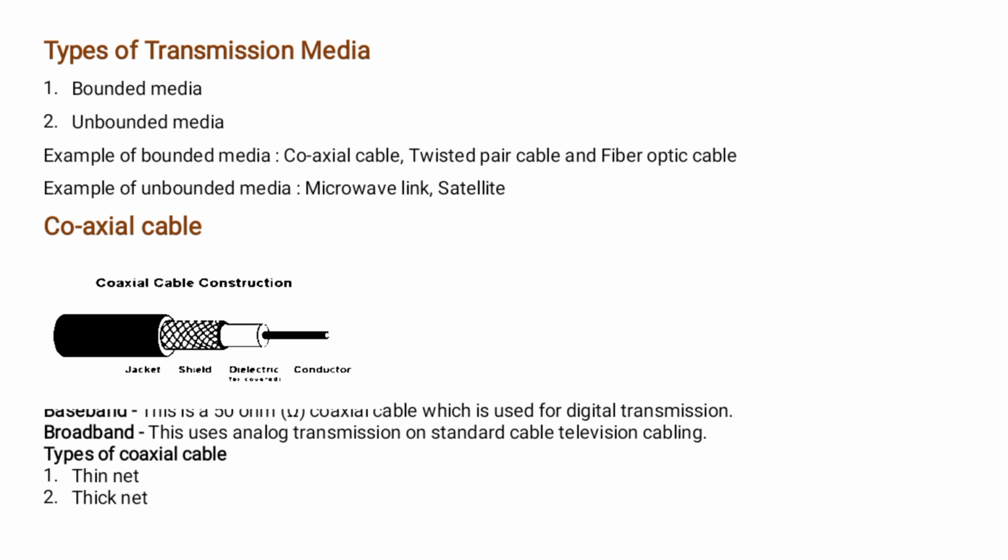Broadband. This uses analog transmission on standard cable television cabling. It transmits several simultaneous signals using different frequencies. It covers a large area when compared with baseband coaxial cable. There are two types of coaxial cable: thinnet and thicknet.